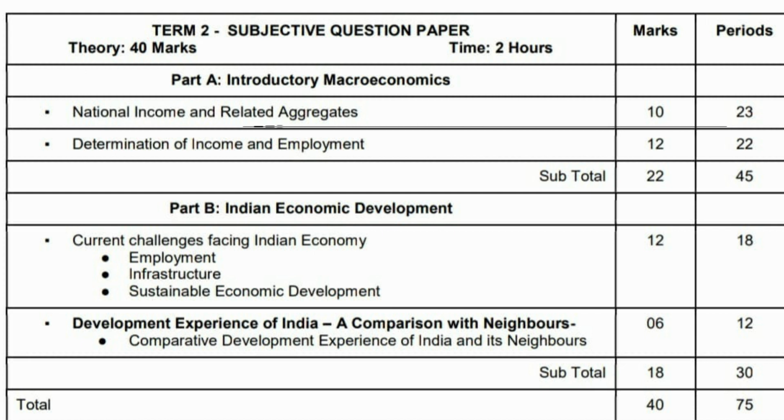We know that the weightage of national income is 10 marks and the weightage of determination of income and employment is 12 marks. So by this it is clear that we need to give a little extra focus on the chapter determination of income and employment.